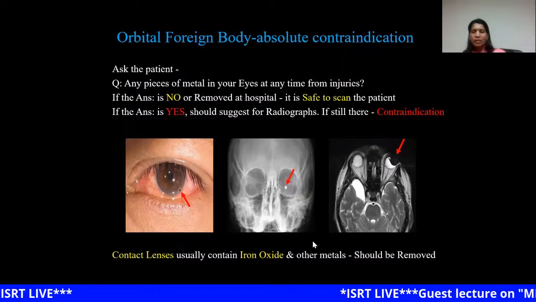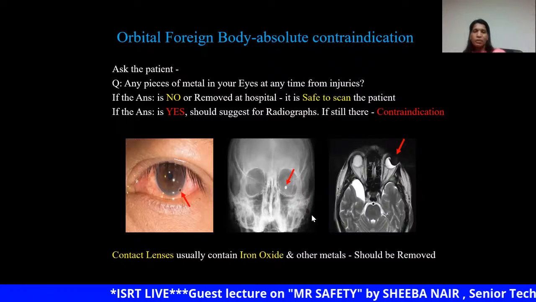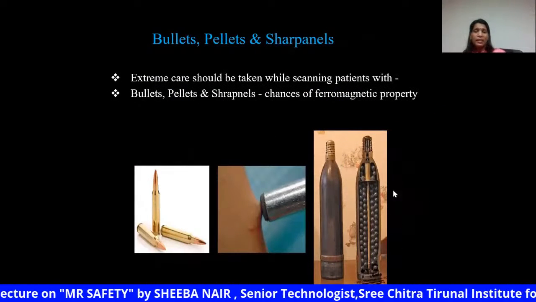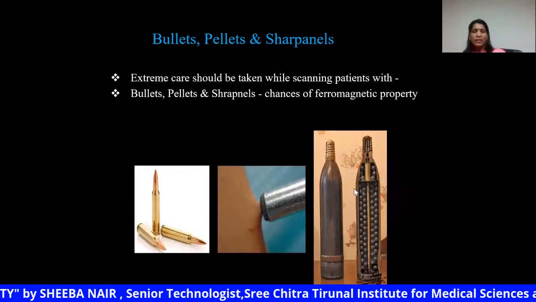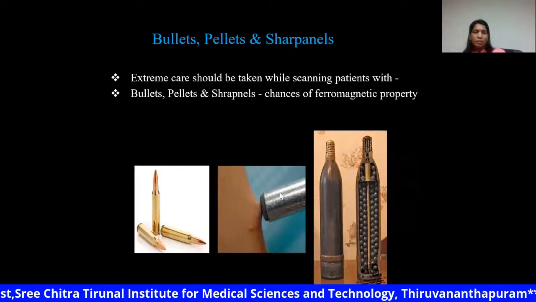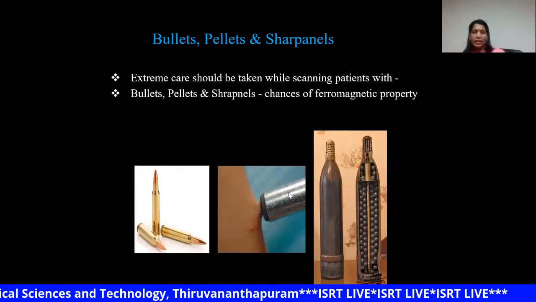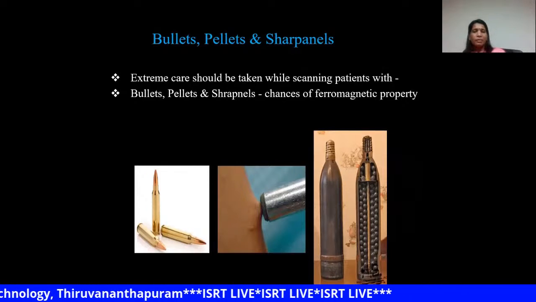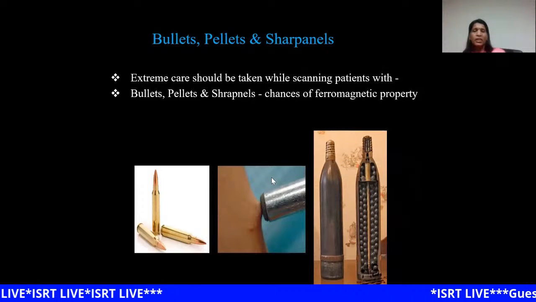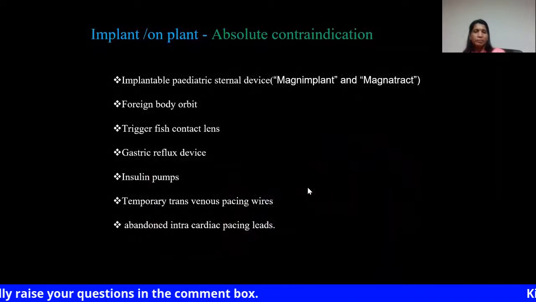So we should be very conscious while doing MRI of patients with an orbital foreign body. Also, contact lenses can contain iron oxide and have to be removed prior to MRI. Bullets, pellets, and shrapnel also have to be considered. We don't know their ferromagnetic properties, and if these devices are located adjacent to a critical organ, their movement can cause additional hazards to the patient. So these things have to be taken care of before doing MRI.